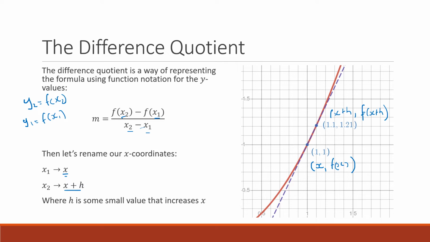Now here, what does h represent? H just represents this small little increase here. So this length here is our value for h. It's just our change. How much have we increased our x value by to get to x plus h? And ideally for our instantaneous gradient, we want that value to be really, really small.